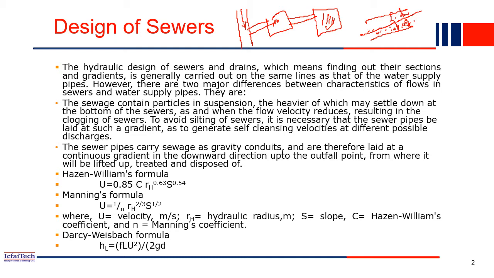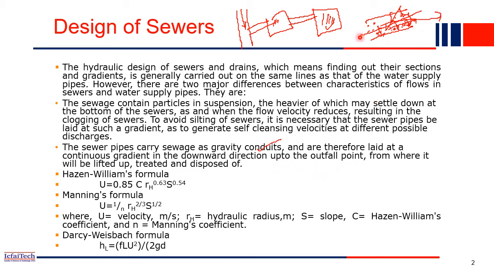So that is another problem with this wastewater, that has to be taken care of properly, so that this particle should not settle down at the bottom, because if this happens then the entire system will get blocked, right? And also it should have a certain gradient, so that the flow happens by gravity itself. So a sewer pipe carries the sewage as a gravity conduit and therefore is laid at a continuous gradient in the downward direction up to the outfall point, right?